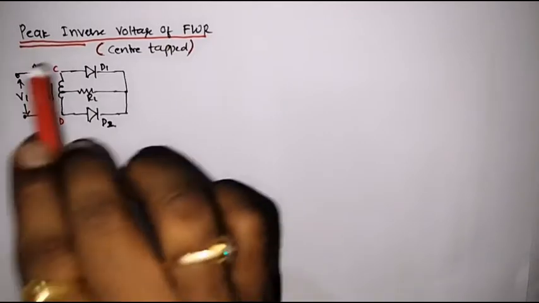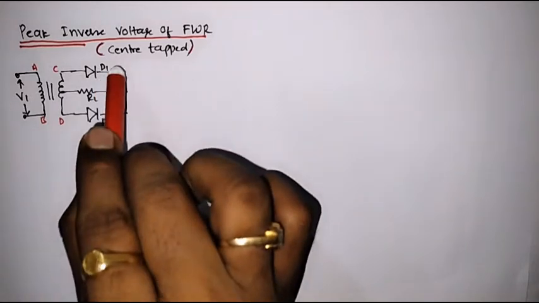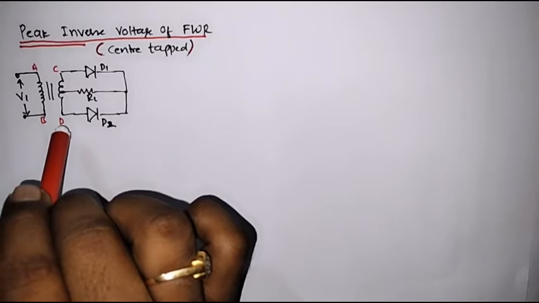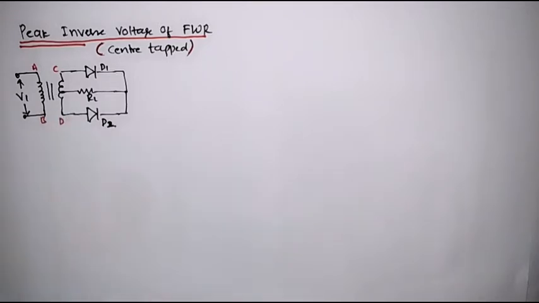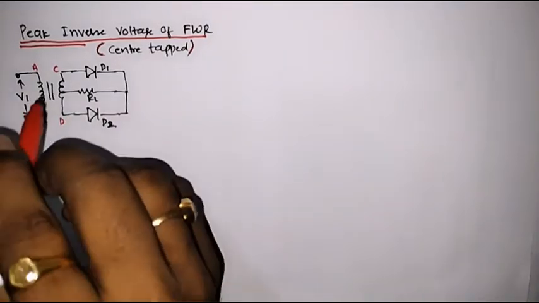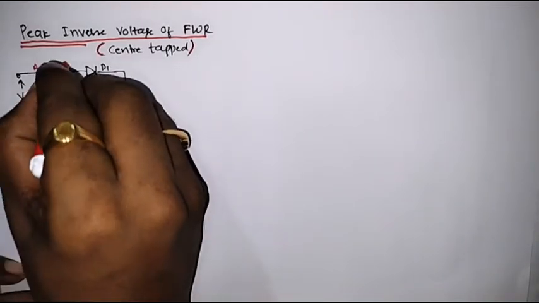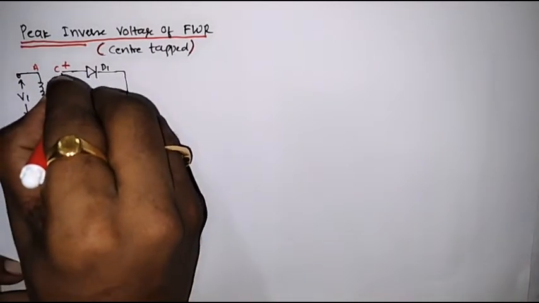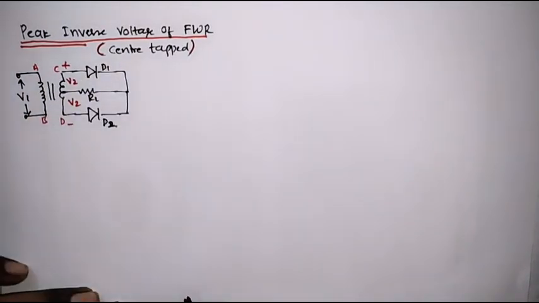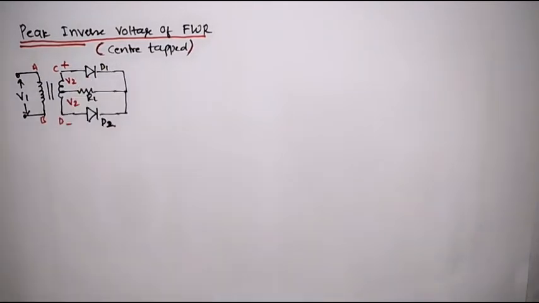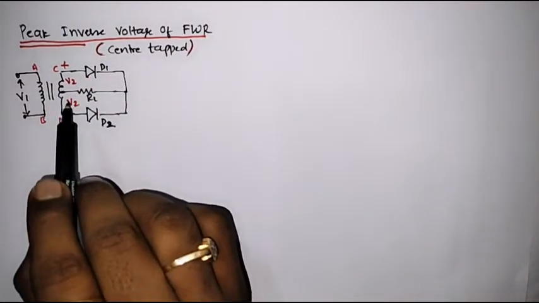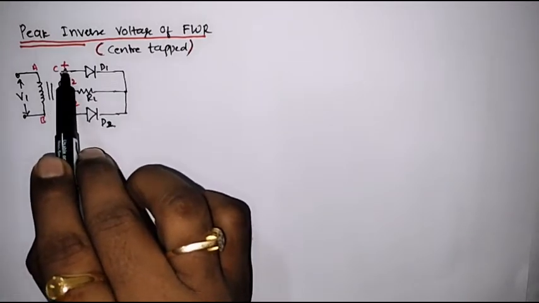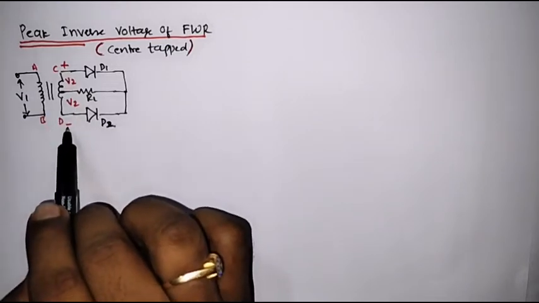Let's calculate the peak inverse voltage of the full wave rectifier considering center tapped. We know that this is a circuit diagram for the full wave center tapped rectifier. We know that when C is at positive terminal and D is at negative terminal, this is secondary voltage V2 and this is also secondary voltage V2. Here we know that during the positive half cycle of the AC signal of the secondary voltage, terminal C is at positive potential and D is at negative potential.